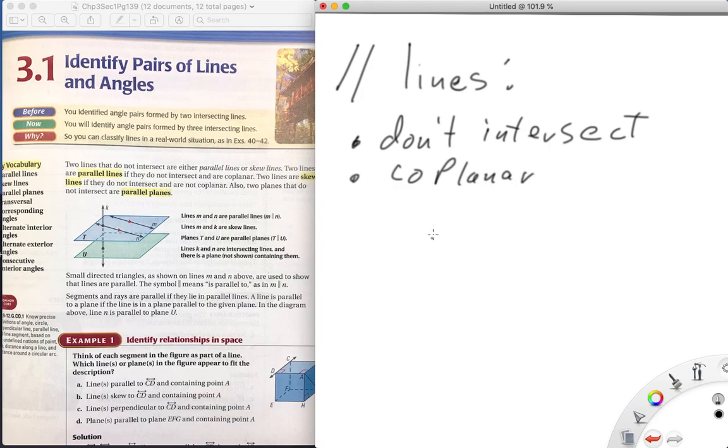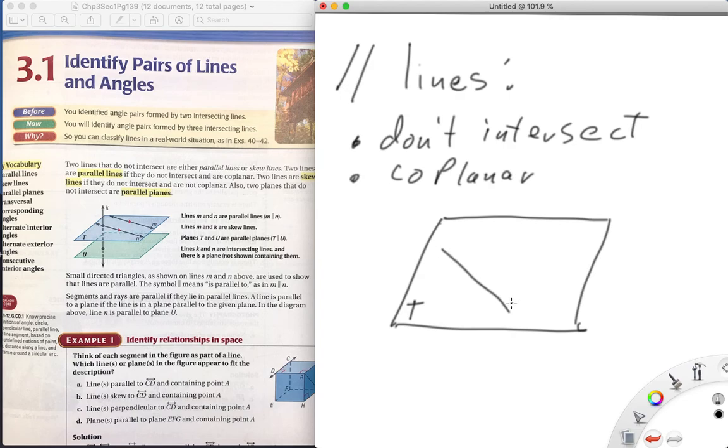So an example, they have a plane here. We have plane T, then we have line N and line M. They are coplanar because they're within the same plane, and they're never going to intersect. So these guys are parallel, don't intersect, and are coplanar.